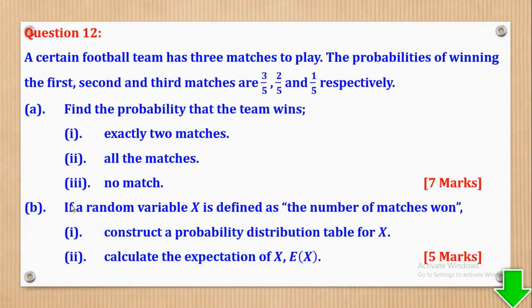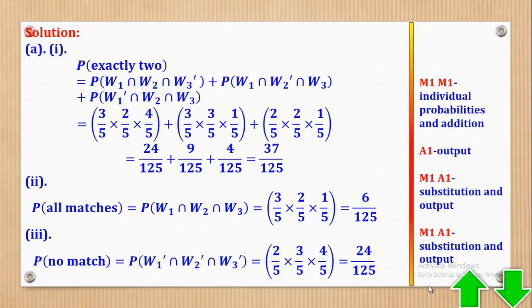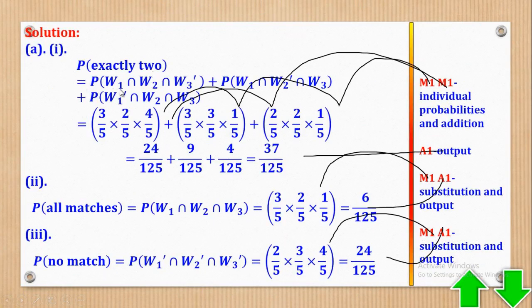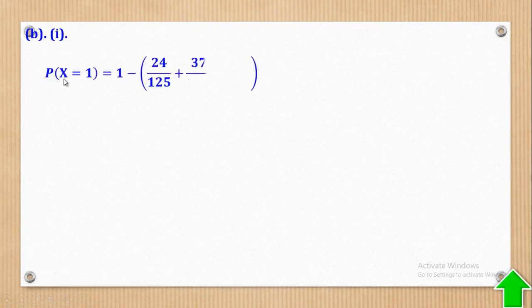So now we shall go to part B, which says that if a random variable x is defined as the number of matches won, Roman 1, construct a probability distribution table for x, and Roman 2, calculate the expectation of x. So you have got the probabilities of x equal to 2, x equal to 3, and x equal to 0. We don't know yet x equal to 1. Therefore x equal to 1 will be the complement, so it will be 1 minus these other probabilities, which is 58 over 125.